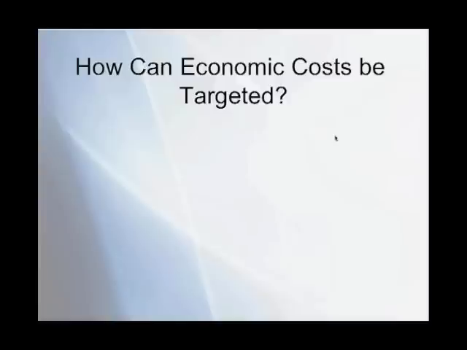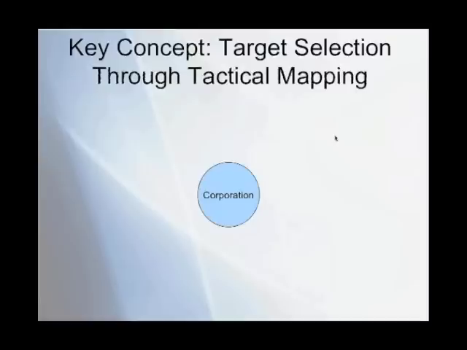Another important dynamic to understand is how economic costs are targeted. There's this idea, which I learned about from an organization called New Tactics in Human Rights, called tactical mapping. I believe it's used in a lot of different places. I found it very useful to explain this idea of economic costs. If people are interested, I can refer them to more resources about this.